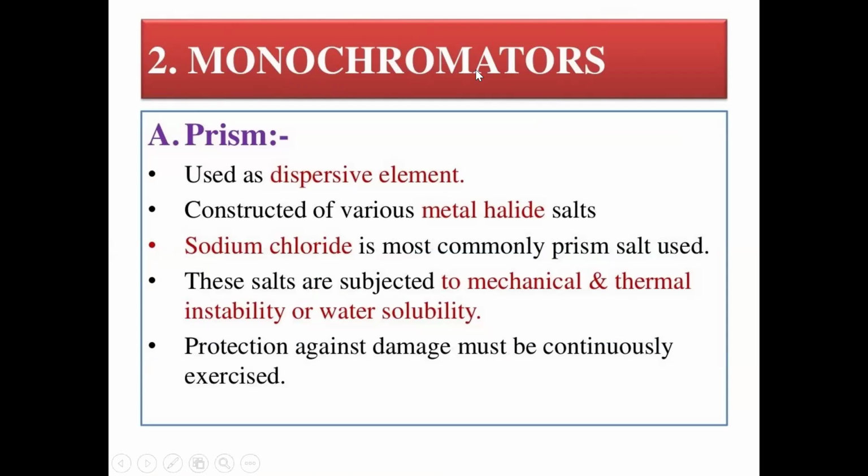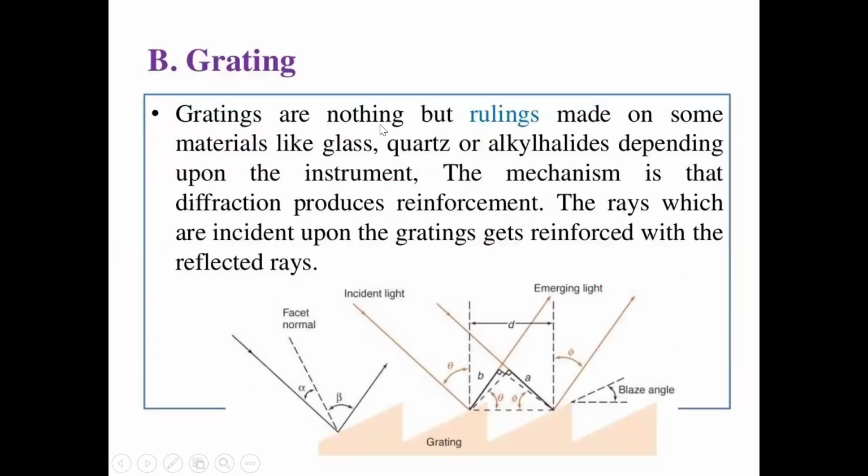Second component of the instrument is monochromator. Monochromator two types ఉంటాయి: prism monochromator, రెండు grating monochromator. Prism monochromator లో dispersive element prism. Material, this is made up of alkali metal halide. Sodium chloride most commonly used prism material. Next, grating monochromator lo grating is the dispersing element. Grating is nothing but alkali metal halide. On the surface of alkali metal halide, parallel lines draw చేస్తారు. That is known as grating.